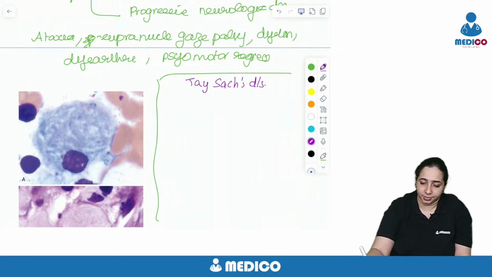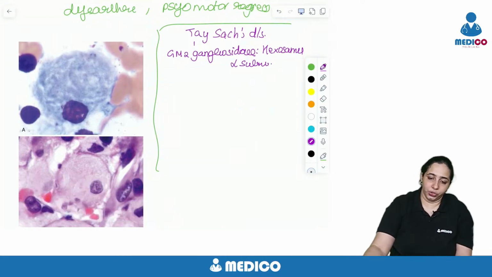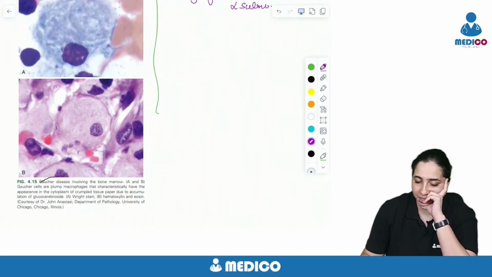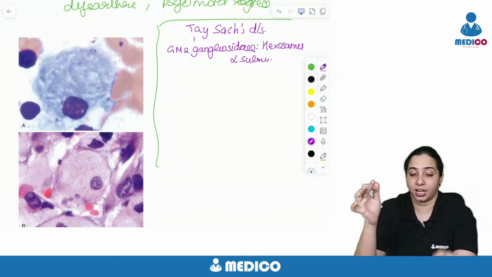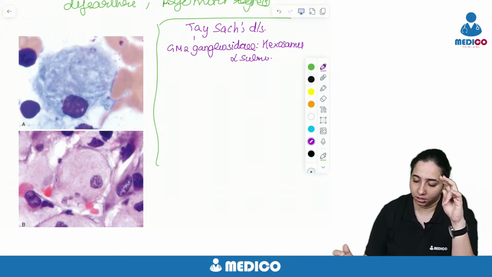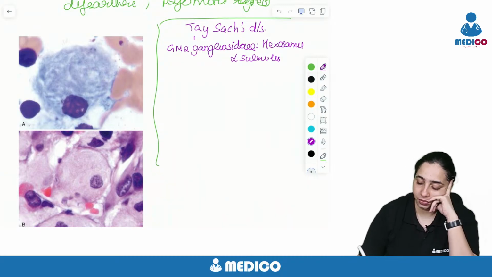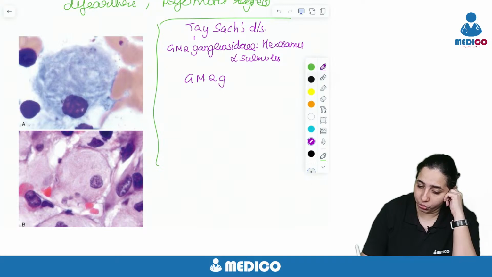Now Tay-Sachs disease, it is a GM2 gangliosidosis. A GM2 gangliosidosis. So here the hexosaminidase alpha subunit is defective. So in hexosaminidase, it is a GM2 ganglioside. So what is the pathology? So here, before we go to Tay-Sachs disease, what do you mean by GM2 gangliosidoses?